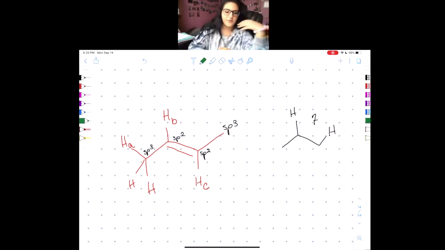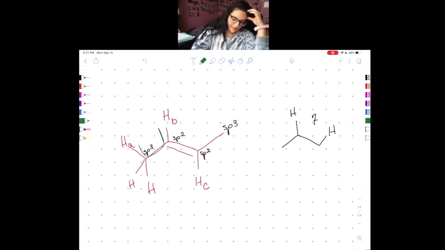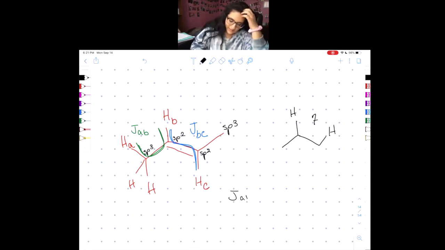You don't have to know what the number is, so don't freak out. You don't have to know these actual values. You just have to be able to look at this and see, okay, this J, which we're going to call JAB, is going to be much different than this J value, which we're going to call JBC. And again, the reason they are not equal is because we have an sp2 splitting an sp3 and an sp2 splitting an sp2. In this case, JAB will not equal JBC.